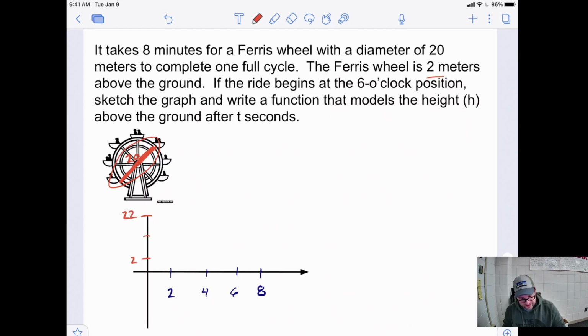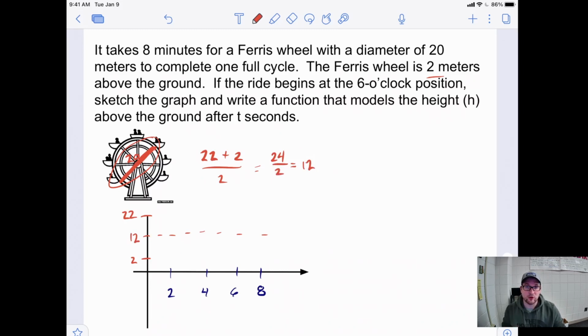We should find the midline here because that's going to be an important part in this problem. To find the midline, take your high point, add that to your low point, and divide by 2. We're essentially taking the average. 22 plus 2 is 24. I'm jumping ahead of myself. 24 divided by 2 is 12. So 12 then becomes my midline.